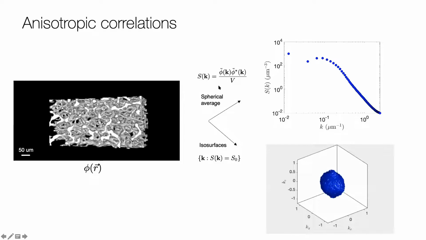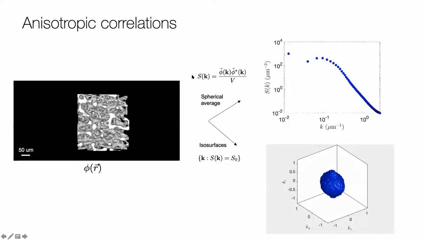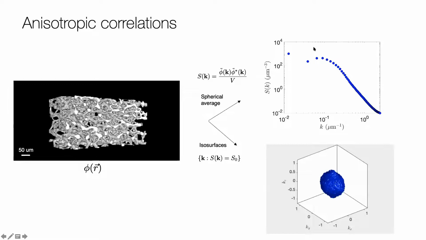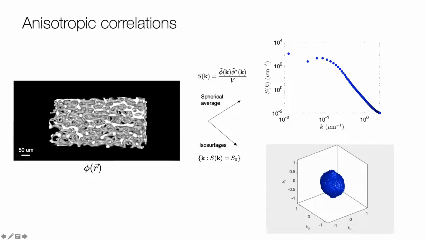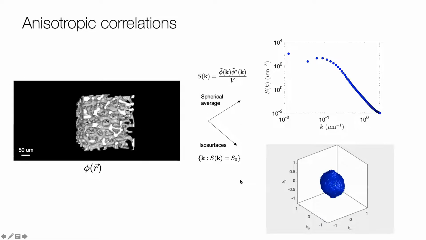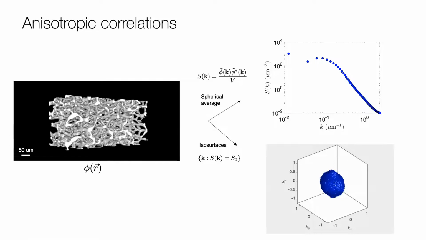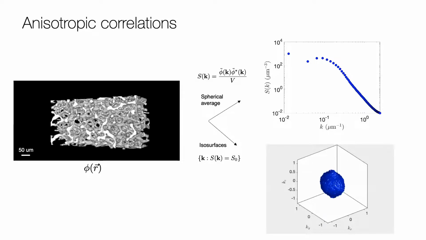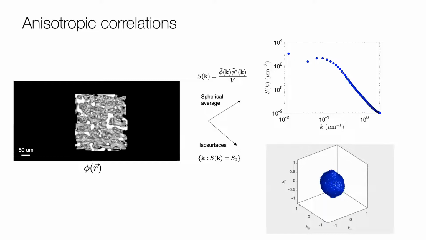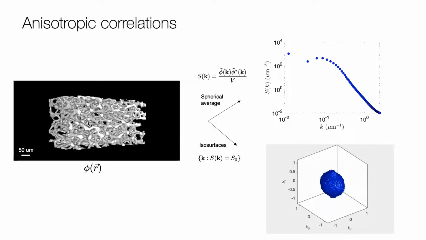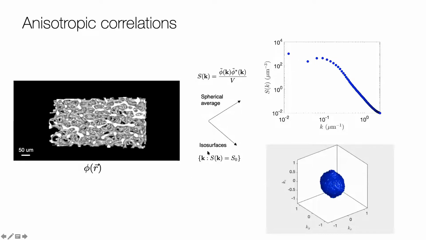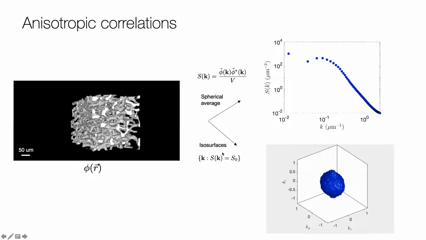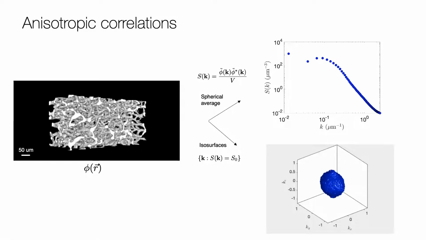So of course, this correlation function is three-dimensional. I just took a spherical average to show you this plot. But while visualizing a three-dimensional function is kind of difficult, we still need to do it in order to understand what the different structural features are in different directions from our samples. And so we can do that by looking at something called isosurfaces, which you can think of as the three-dimensional analog of a contour line.